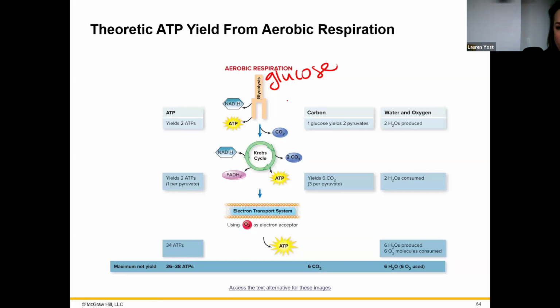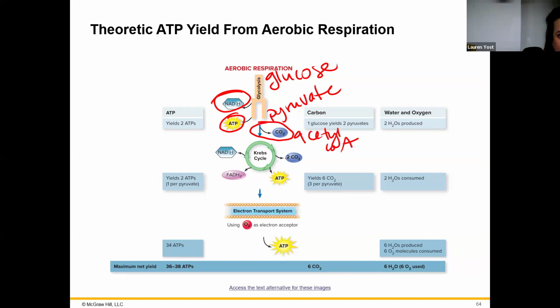Anyways, okay. Glucose to pyruvate. That's the point of that one. You already know it. Yeah. You make a little bit of this and some of this. You have to know that for the fermentation. Okay. This is that step where you turn that pyruvate into acetyl CoA. Okay. That's going to enter the Krebs cycle.